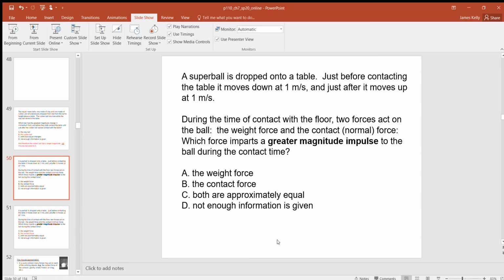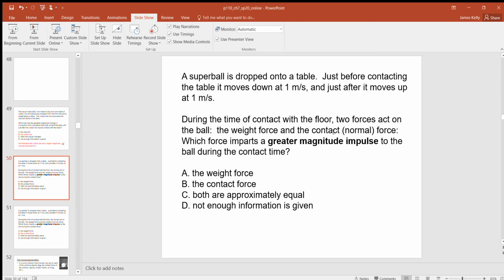Second voting question. A super ball, that just means a really bouncy rubber ball, is dropped onto a table. Just before contacting the table, it's moving down at 1 meter per second. And let's imagine it's a perfect super ball, so after it bounces, it's moving up at 1 meter per second, from just before to just after leaving contact with the table. During the time of contact with the, it says floor here. I guess it should say table in both cases.